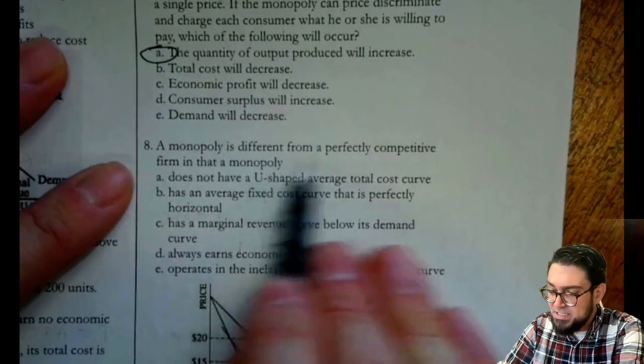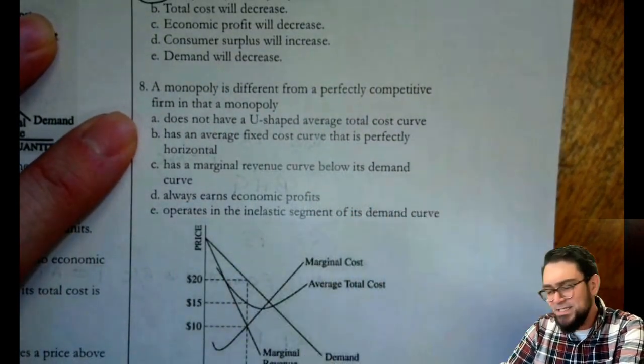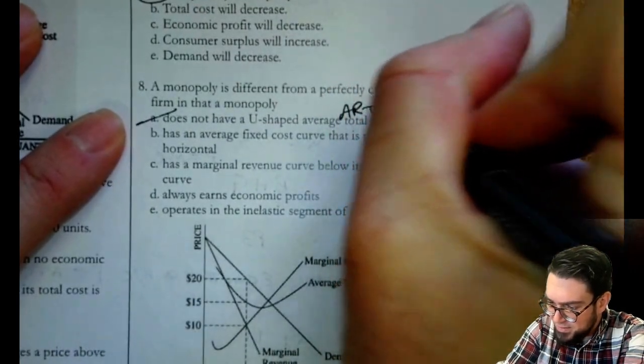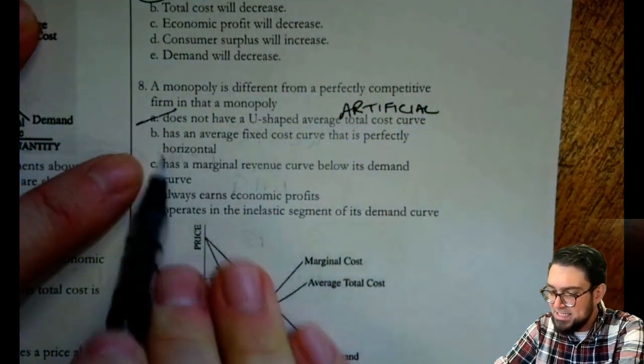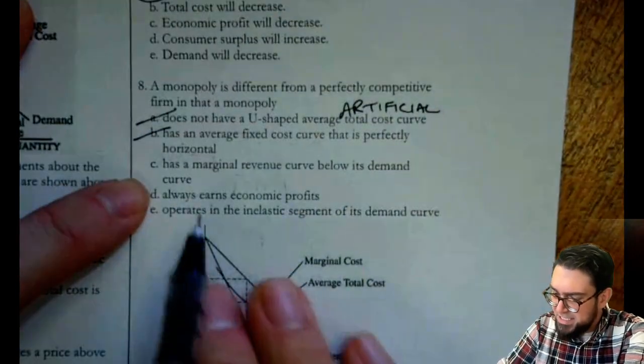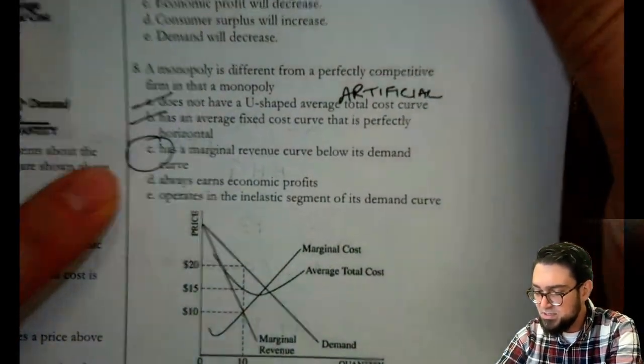Number 8, a monopoly is different from a perfectly competitive firm in that a monopoly, A, does not have a U-shaped ATC. That's not always true. They do with an artificial monopoly, right? That's why that one's not right. An artificial monopoly has that. B has an average fixed cost curve that's perfect. That's weird. No. C has a marginal revenue curve below its demand curve. That's the weirdness, right? You have the kind of separated MR. So C is the right answer.